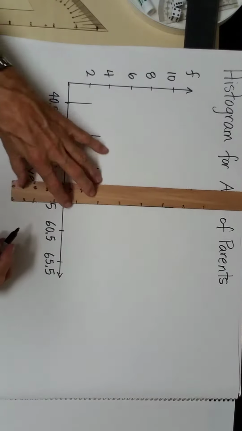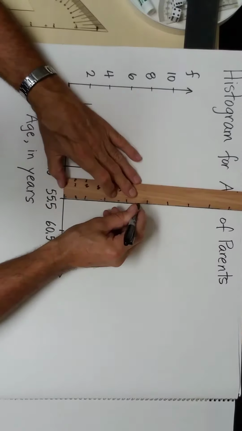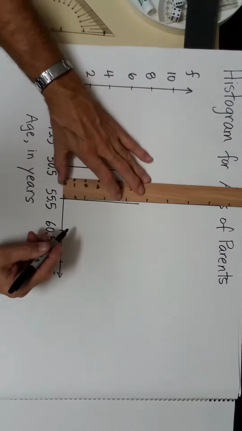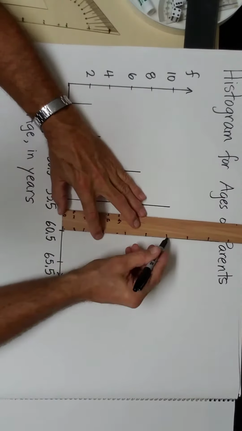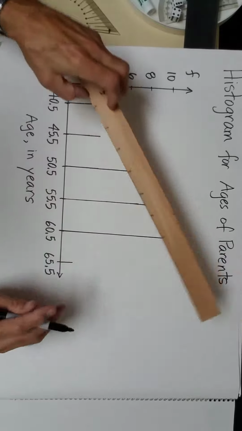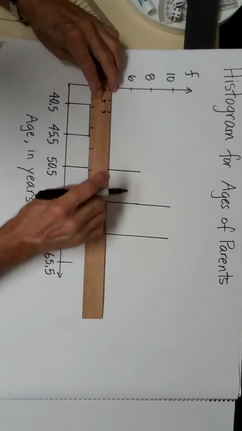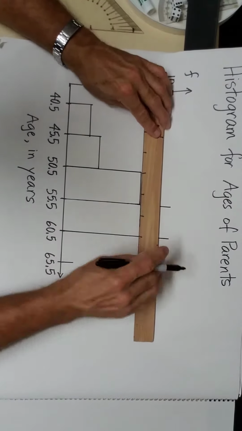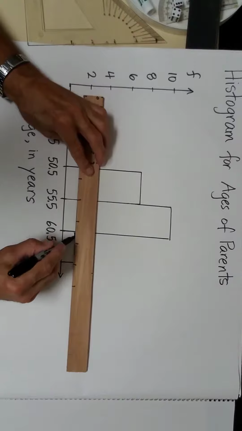Then the next one went up to 7, so that's 2, 4, 6, 7. The left side also has to go up to 7. The next bar goes up to 10. 10 here, 10 here, and the final bar was only 1 unit high. 2, 3, 7, 10, and 1.